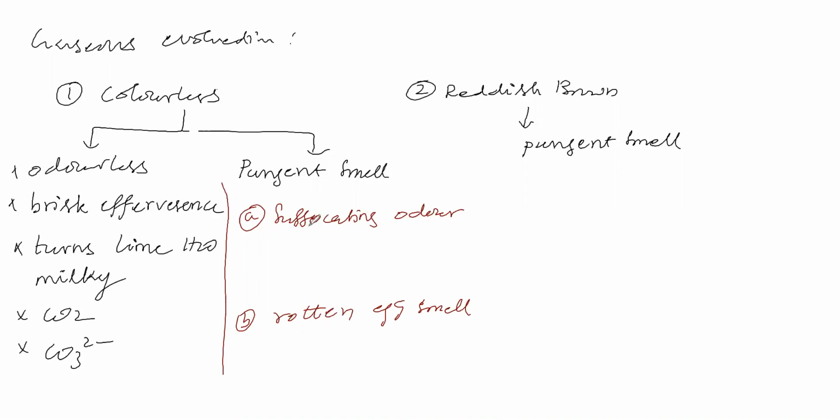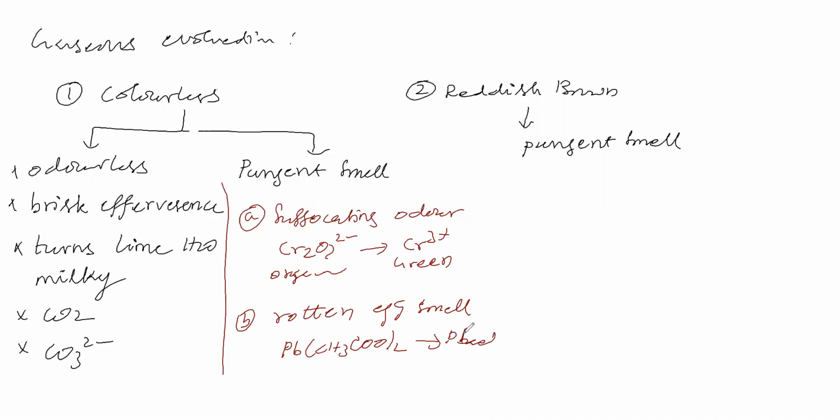This suffocating odor gas turns acidified dichromate into green. It is turning acidified dichromate into green. The other gas turns lead acetate into black. It is turning lead acetate into black.